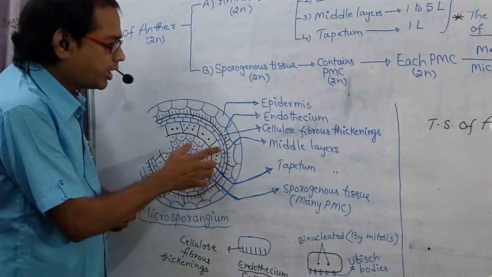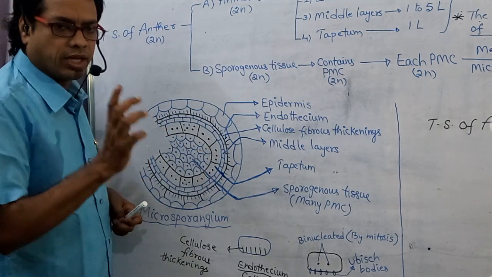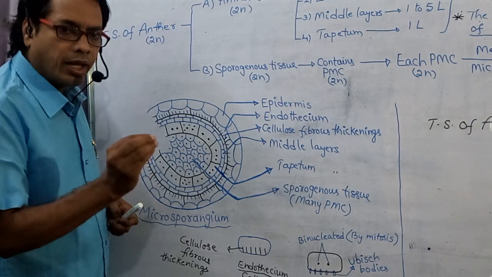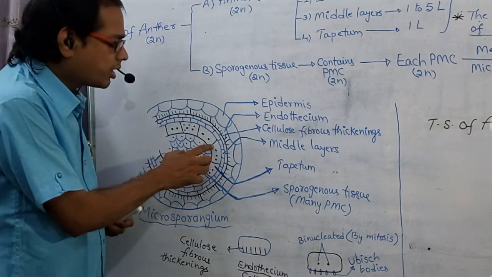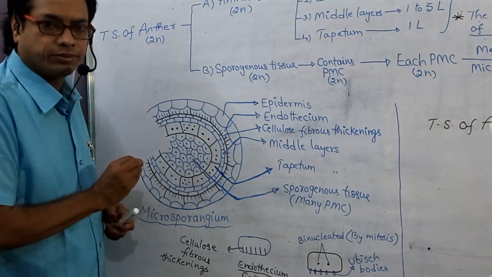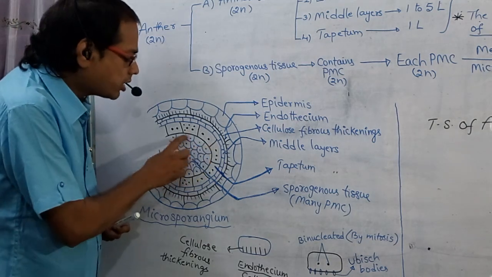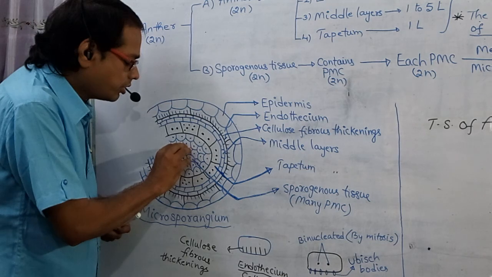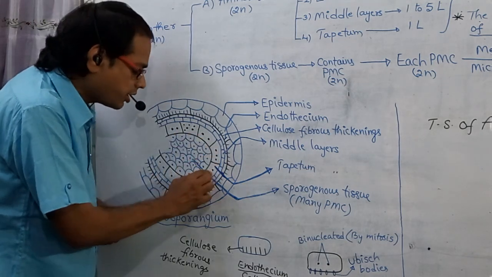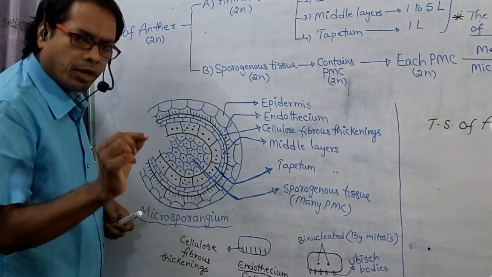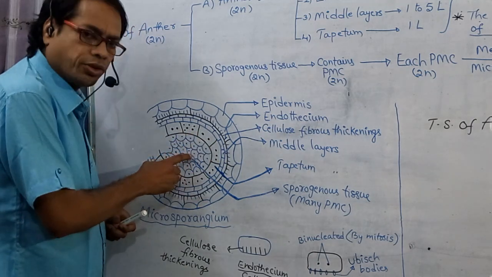Below the middle layers, the tapetum is present. It contains a single layer of cells. Tapetum is the innermost layer of the anther wall. This tapetum is present surrounding the sporogenous tissue. This is the sporogenous tissue. Around the sporogenous tissue, which layer is present? Tapetum.